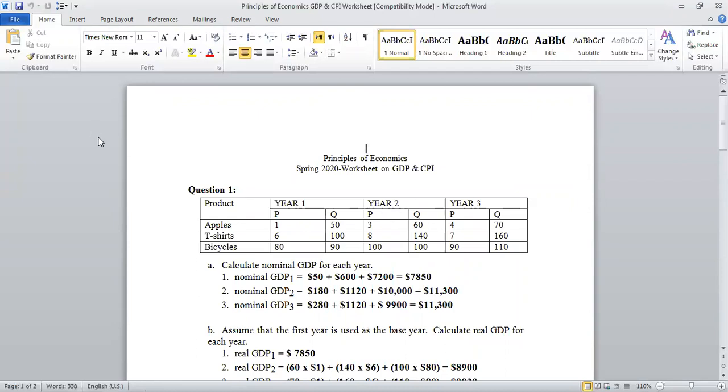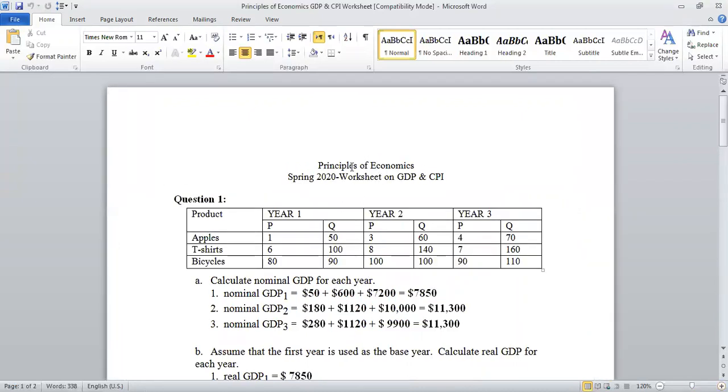We have question number 1 here. This is given to us. We have year 1, year 2, and year 3, and we have 3 products: apples, t-shirts, and bicycles. And we have the price for each and the quantity for each. Now, first, we need to calculate nominal GDP for each year, real GDP for each year, the GDP deflator, and then we want to get the inflation rate.